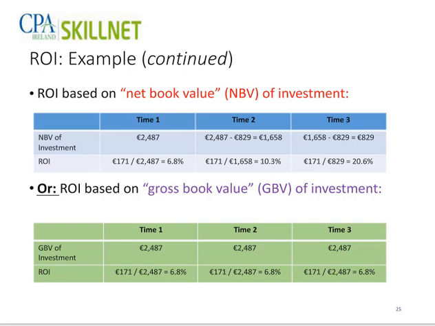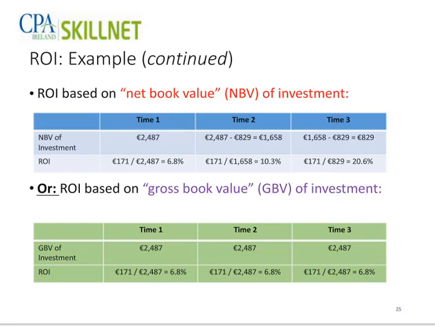Coming to the second time period, well, at the beginning of the second time period, the net book value of the investment has been reduced because 1 year's depreciation has been charged. So the depreciation, as we saw, is €829 per annum. So by the beginning of the second year, the book value of the asset is 1,658. So the return on investment in year 2 is the same profit, €171, divided by a smaller net book value of the investment, giving a bigger return on investment of 10.3%.